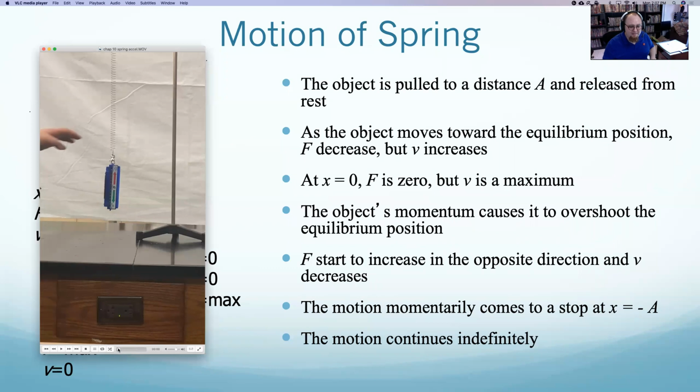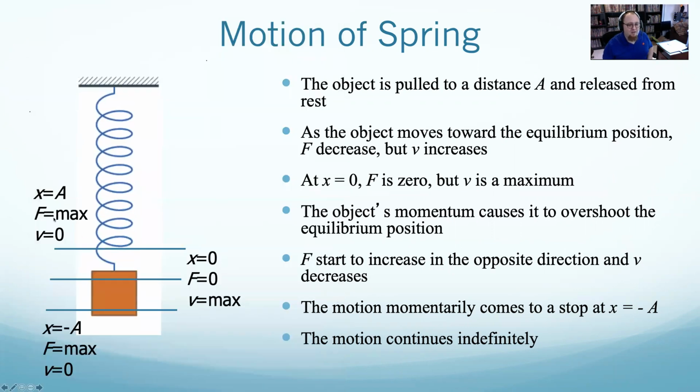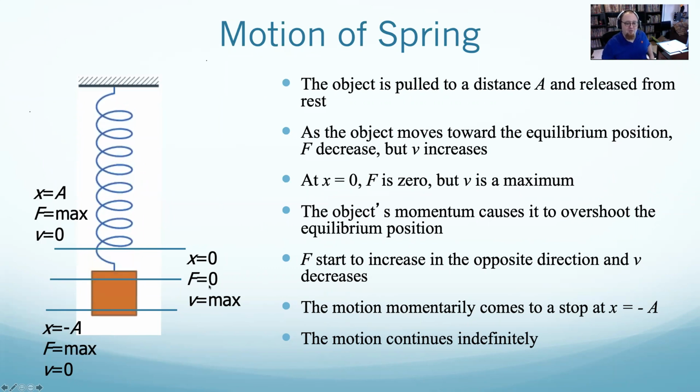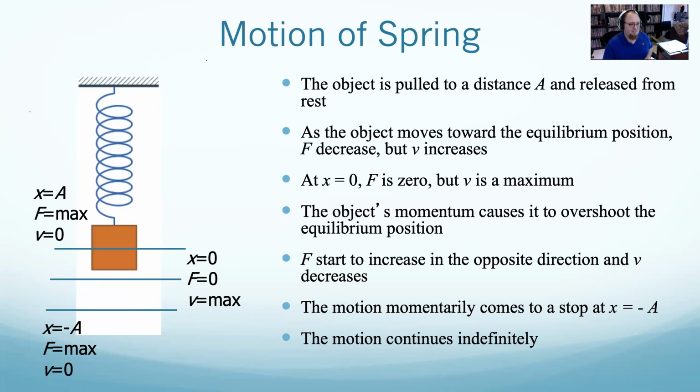Anytime it's lower than the equilibrium, there's a force up. Anytime it's higher than the equilibrium, there's a force down. But the velocity can be up or down, depending on whether it's going up or down. It will bounce back and forth between three major spots. At the top, your height is the amplitude A, your force is a maximum, and your velocity is 0. In the middle, your position is 0, your force is 0, and your velocity is a maximum. At the bottom, your x is negative A, your force is a maximum, and your velocity is 0. Any questions though?